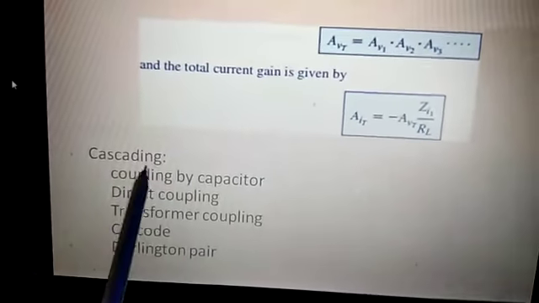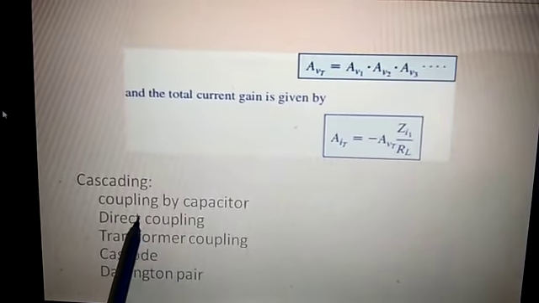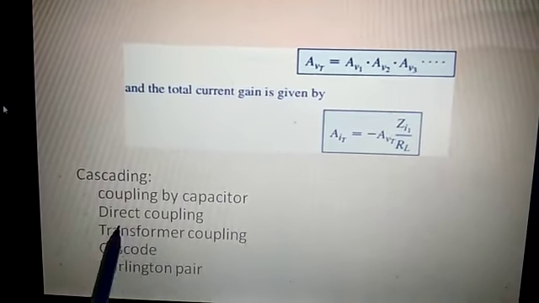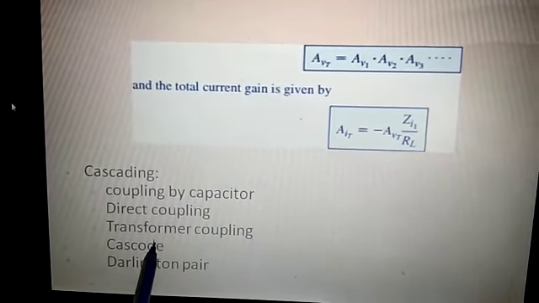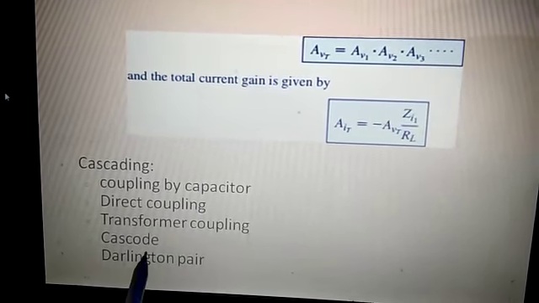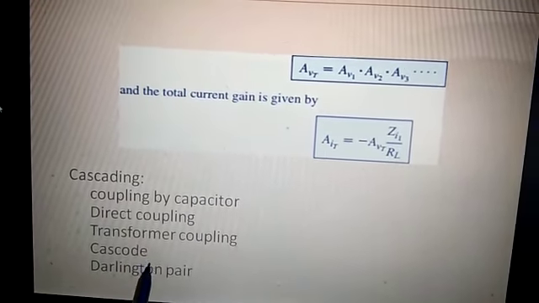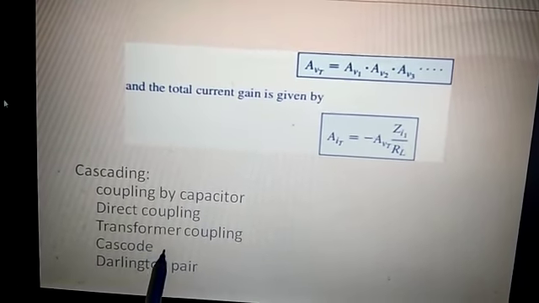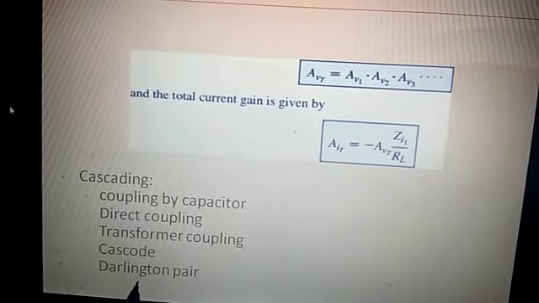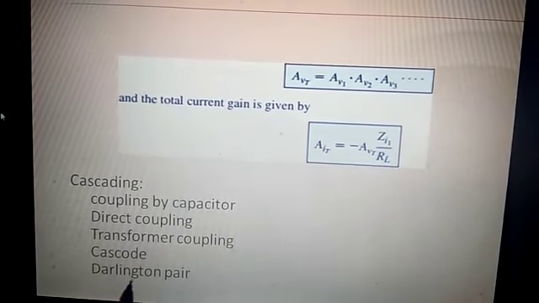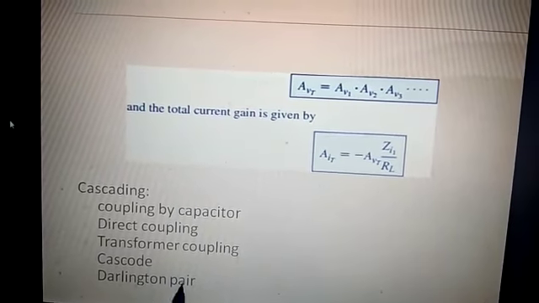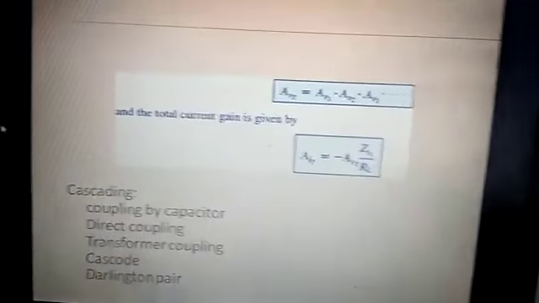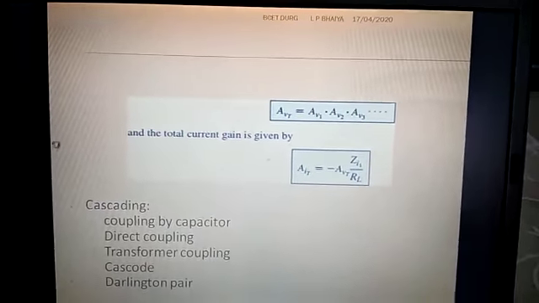I have already told you cascading can have coupling by capacitor. This is called an RC coupled cascaded amplifier. There are also direct coupled cascaded amplifier, transformer coupled cascaded amplifier, and cascode, which we have already seen in the previous video, that is the cascode amplifier. CE-CB amplifier is the cascode amplifier, and one more multi-stage amplifier is the Darlington pair. So this Darlington pair is also important here. These are the types of coupling which we use in the multi-stage amplifier.